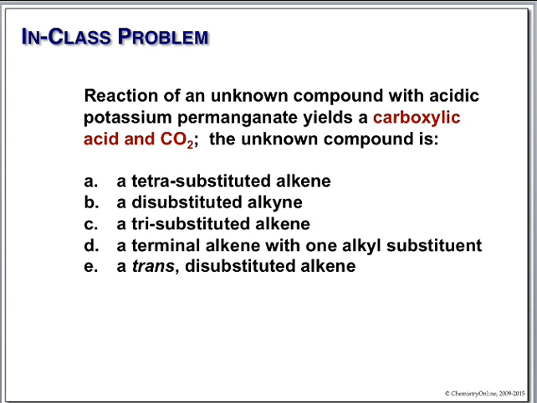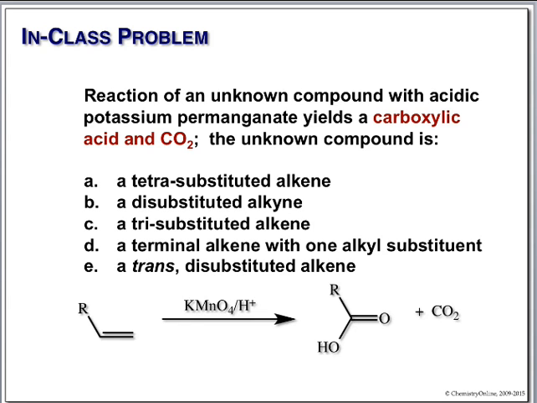A trisubstituted alkene. Well, this is going to give us a ketone on one side, and it's going to give us a carboxylic acid on the other. A terminal alkene with one alkyl substituent. Terminal alkene, the CH2 is going to wind up as CO2. The thing with one alkyl substituent will be a carboxylic acid. A disubstituted alkene, that would give us two carboxylic acids.